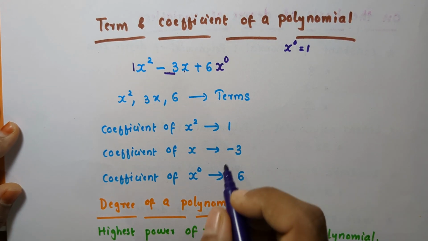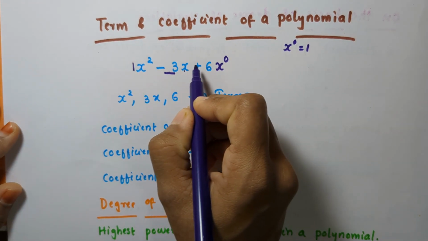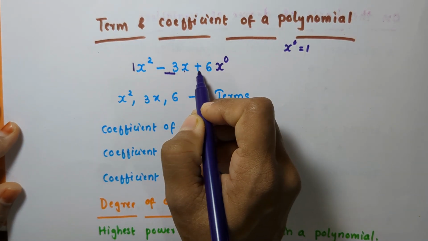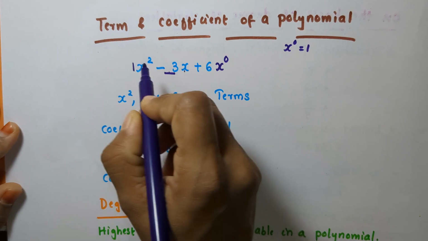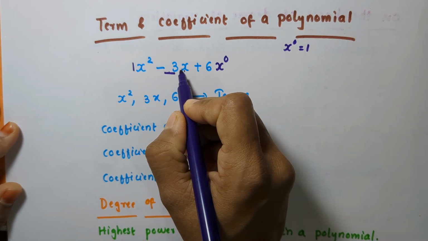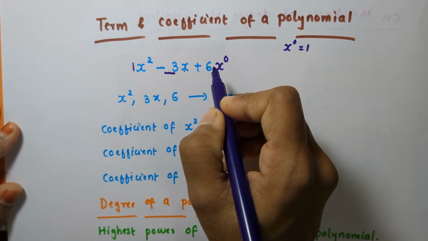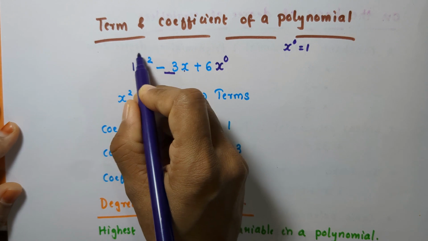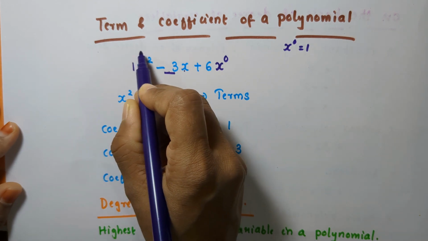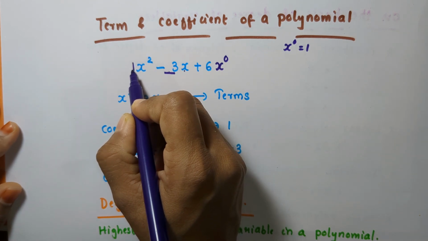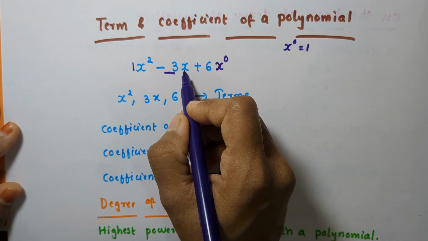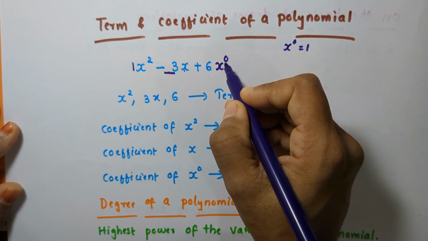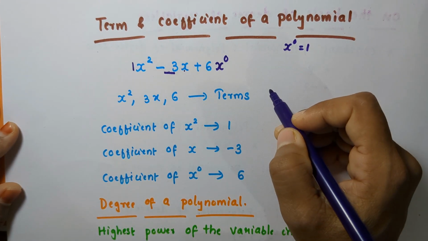Okay, so the part of the polynomial separated by the minus and plus sign is called a term. So x square, then 3x, 6, all these are terms. Now coefficient of x square means the constant associated with the term x square, that is 1. Coefficient of x is minus 3. Coefficient of x naught is 6.